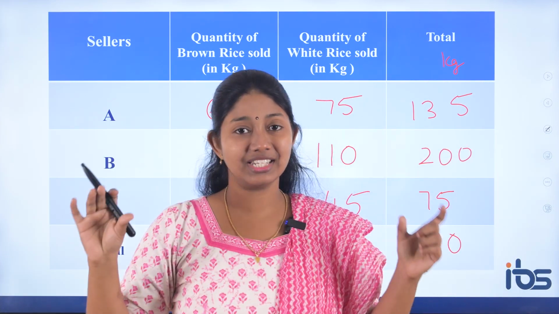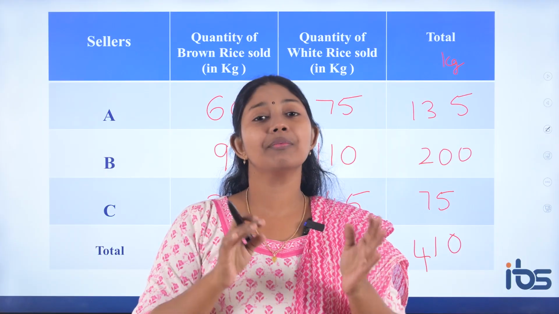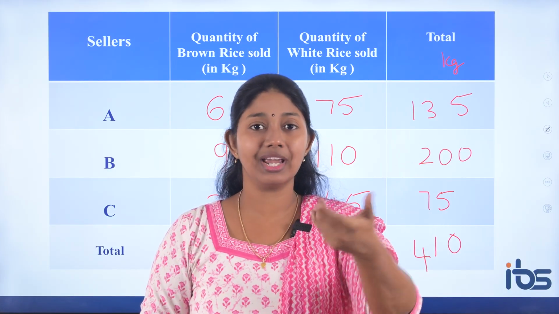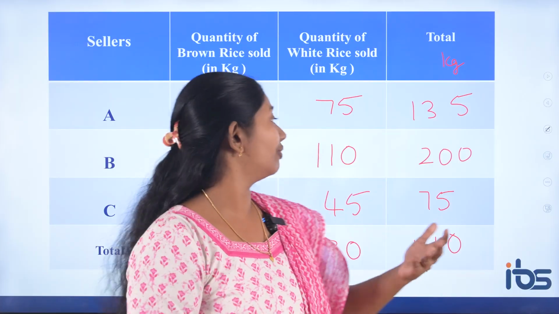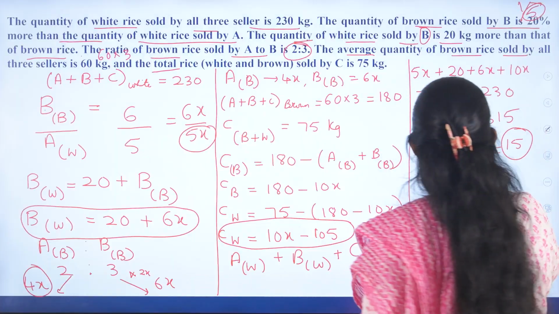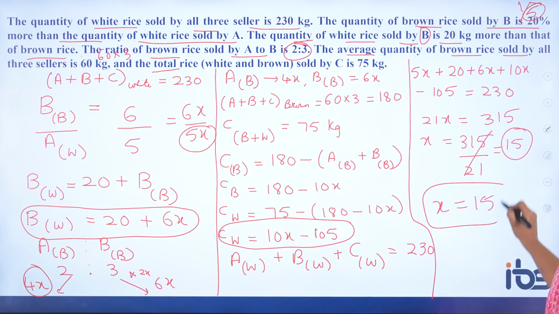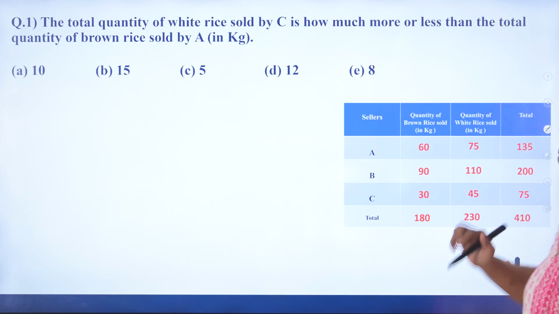So this is how you have to decode. Since data has been given to you, don't read the whole statement, just read one line and decode it. From that, we have found the value of x as 15. From this, we have completed the whole table by finding all the values. So now let's do the questions.